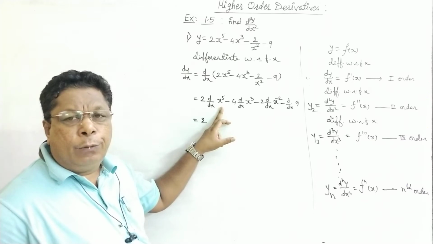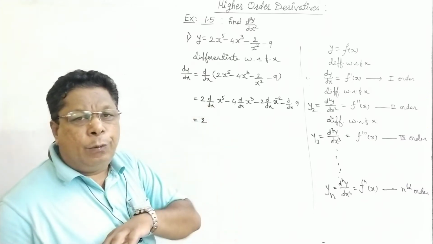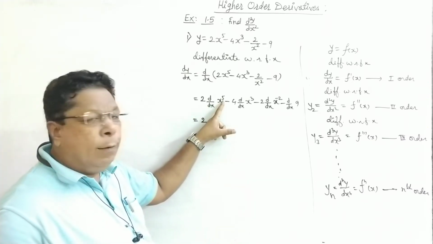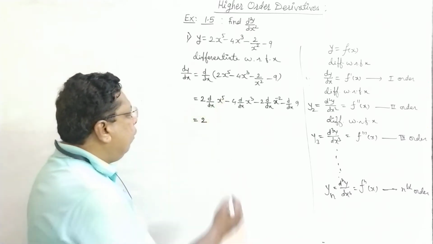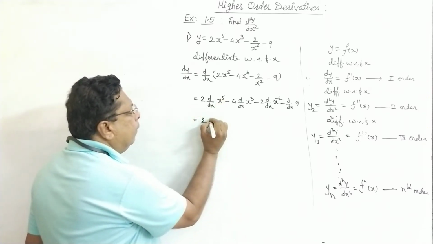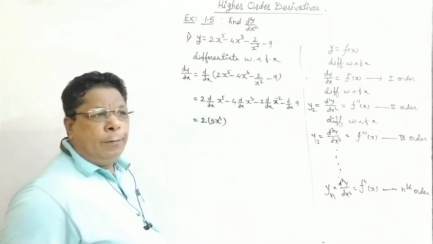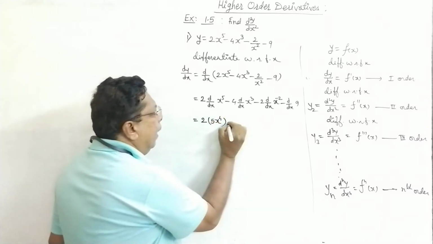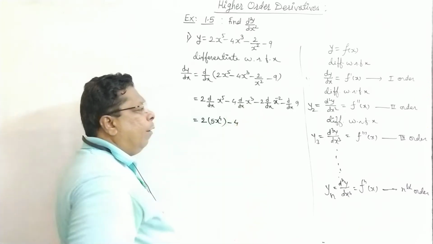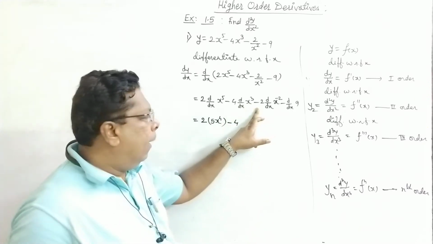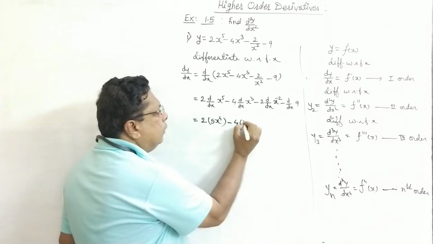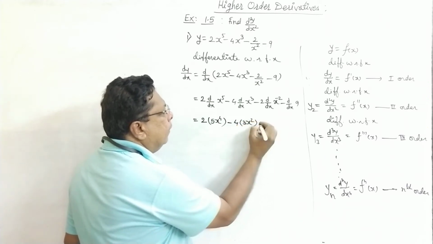Derivative of x raised to n is equal to n x raised to n minus 1. Here n equal to 5. So derivative of x raised to 5 is 5x raised to 4. Minus 4 derivative of x cube. Use the same formula. Derivative of x cube is 3x square.